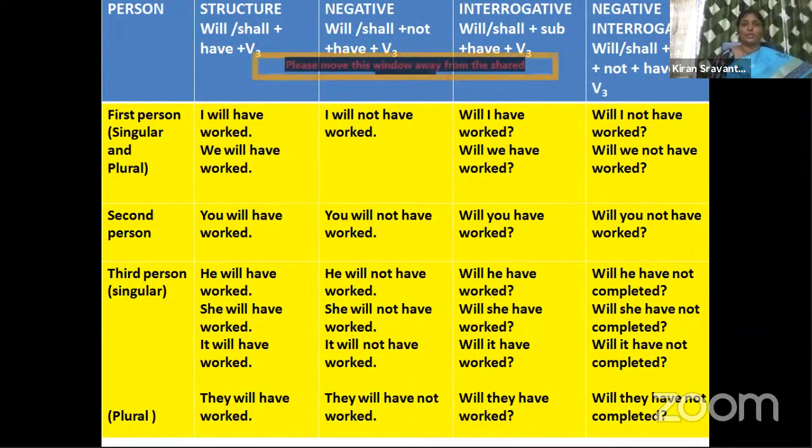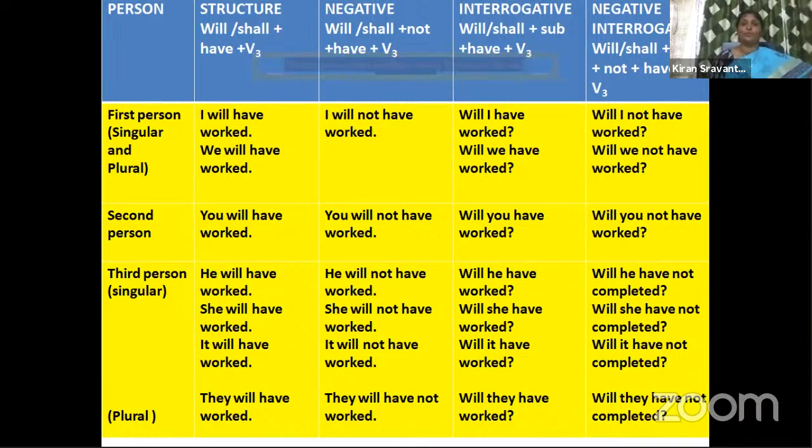So coming to the affirmative statements. I will have worked. This is future perfect. So will or shall plus have plus V3. I will have worked. Then the plural form of I, first person plural, we. So we will have worked. Then second person, you will have worked. And third person singular, he will have worked. She will have worked. It will have worked. And plural, they will have worked.